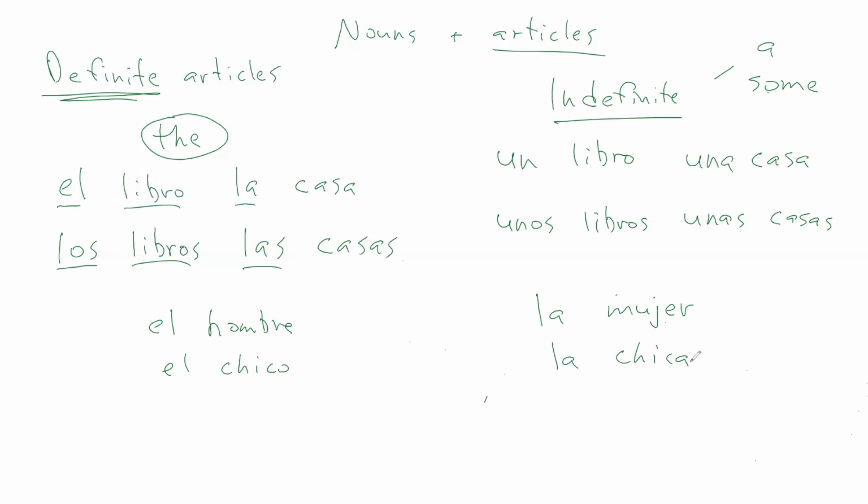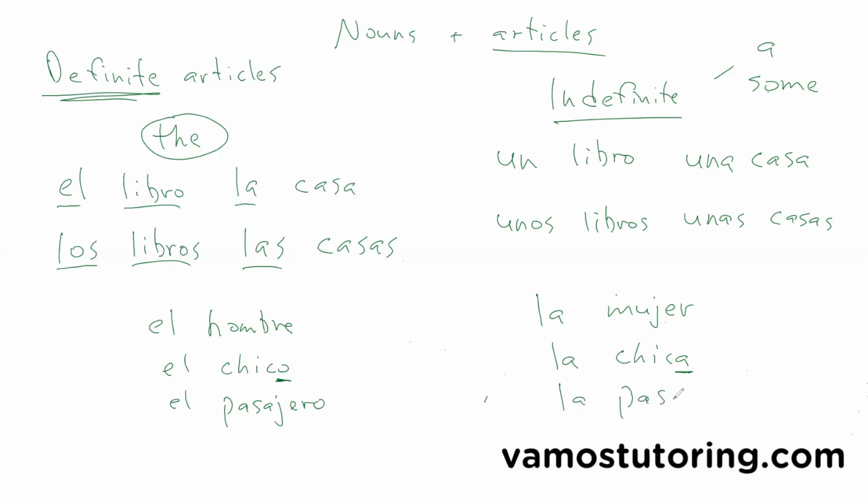Okay, so generally, with living things, well, with nouns in general, if it ends in an O, it's going to be masculine. If it ends in an A, it's going to be feminine. We could have like el pasajero for a male passenger, la pasajera for a female passenger, okay, the passenger.